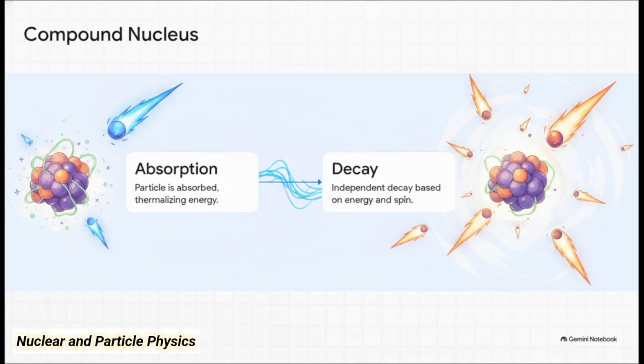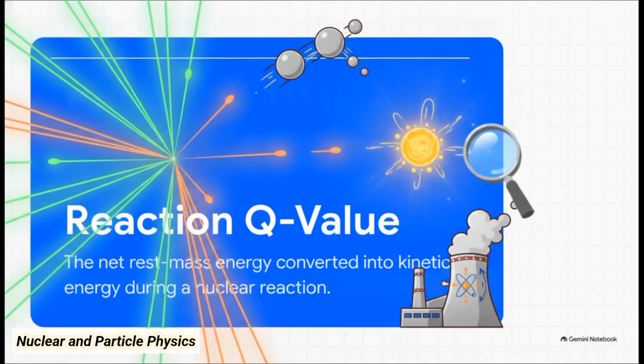Then, in the second step, the nucleus decays. What is completely mind-blowing about this is that the decay is entirely independent of how the compound nucleus was formed. The nucleus essentially forgets its own history and just decays based solely on its current state. When these reactions happen, we calculate the reaction Q value to track the energy shift.